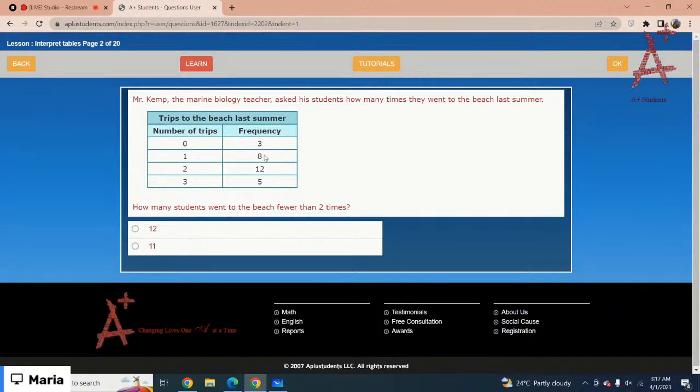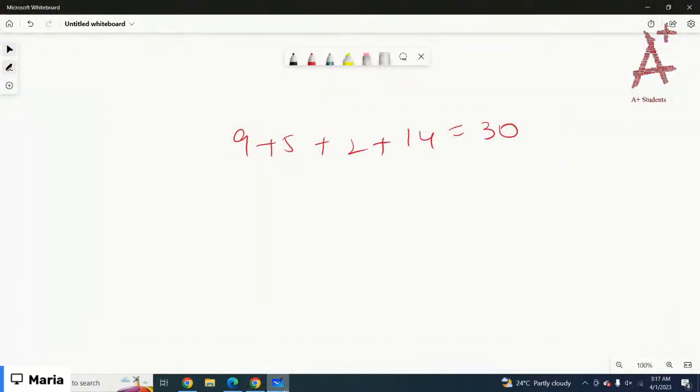So just add the students in front of 1 and 0. They are 3 and 8. Got it? So for 0 you have 3 people, and for 1 you have 8. They are fewer than 2. Got it? So you have to add them. So 3 plus 8 makes 11. So the correct option is 11.